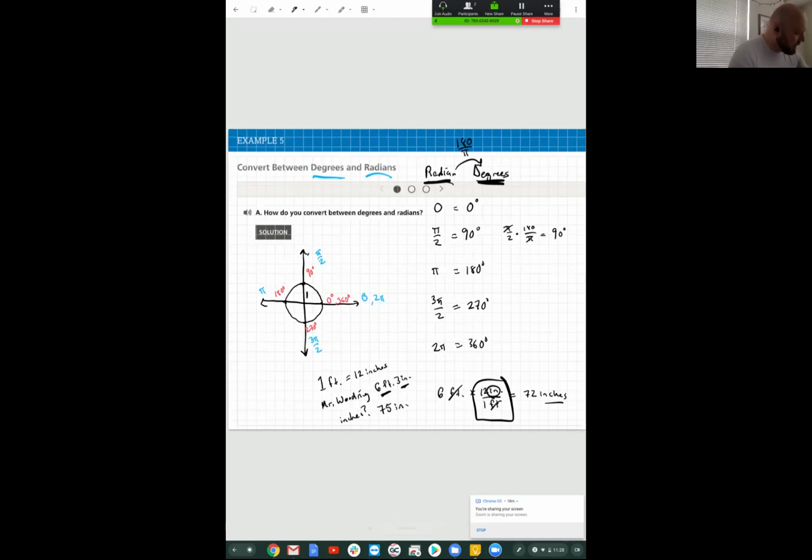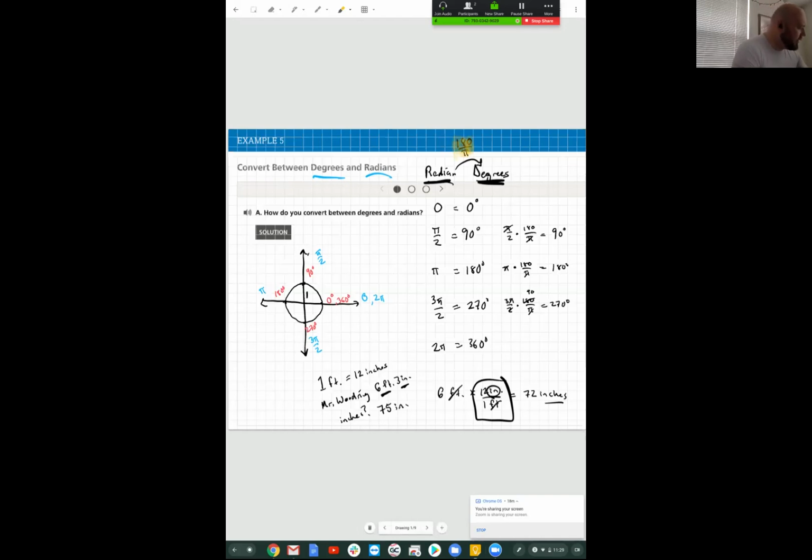If I have pi and I multiply by 180 over pi, the pi's cancel, and I'm left with 180. If I have 3 pi over 2 and I multiply by 180 over pi, the pi's cancel again. 180 over 2 is 90, and 90 times 3 is 270. So you can see that every time you multiply by 180 over pi, you can convert between radians and degrees.